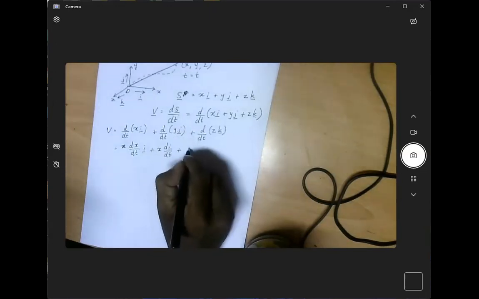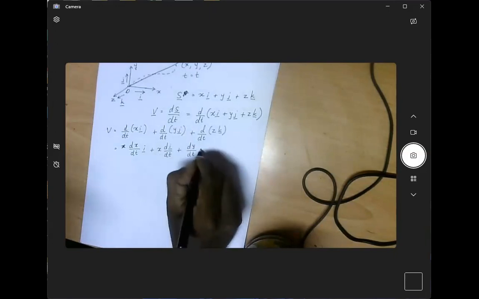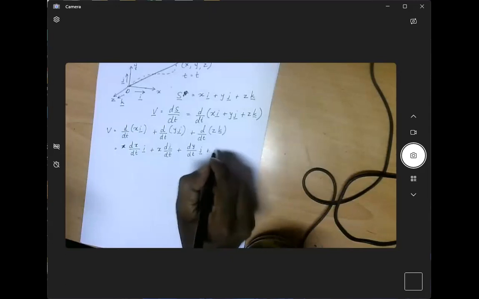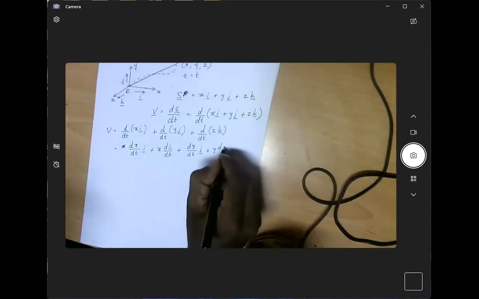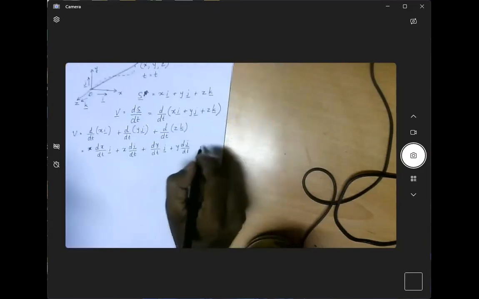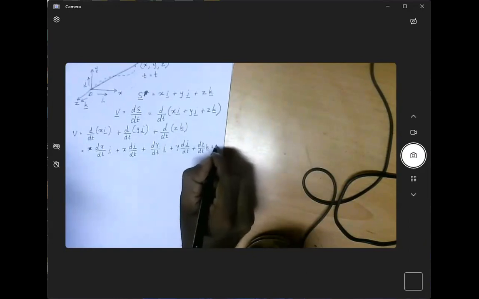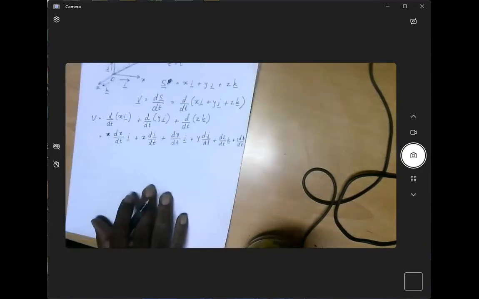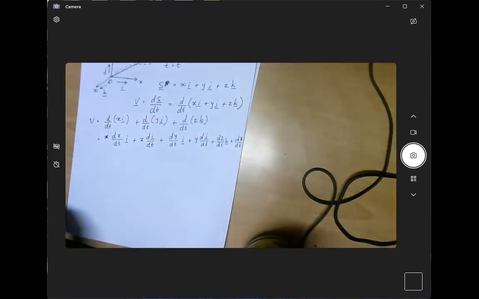and this one, dy over dt into j plus y dj over dt, plus dz over dt into k plus z dk over dt. Is this correct?